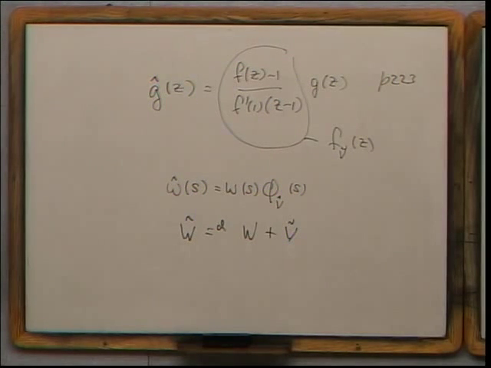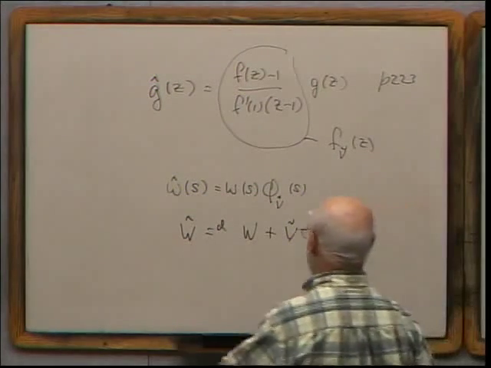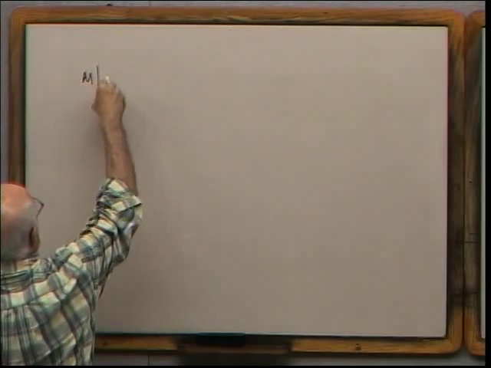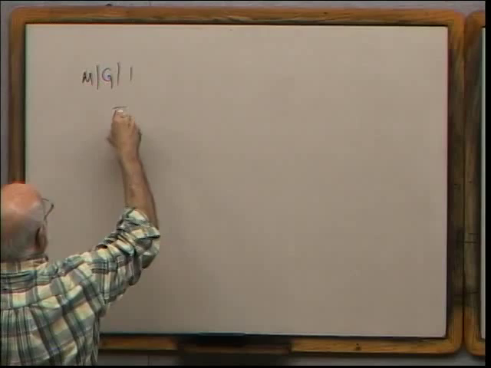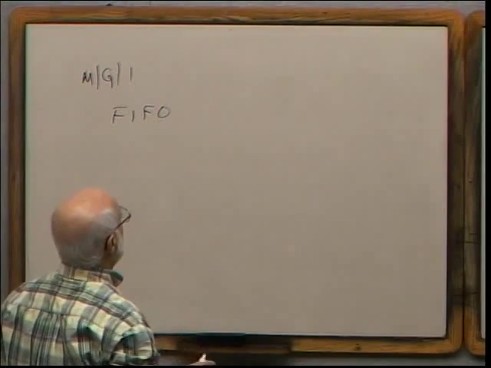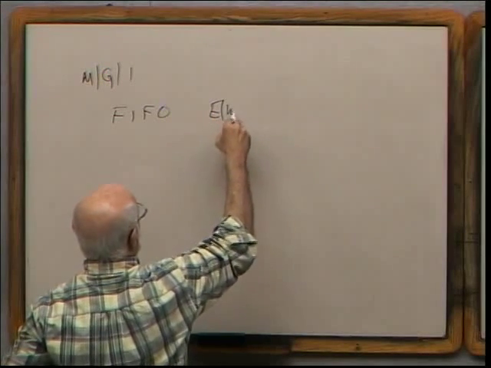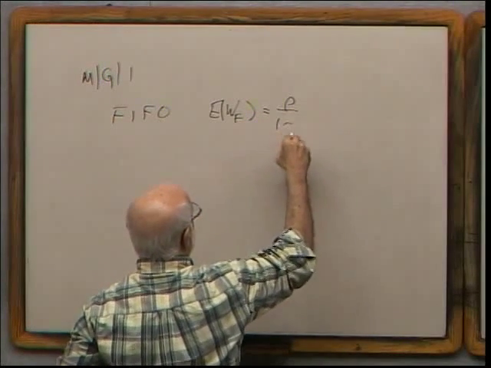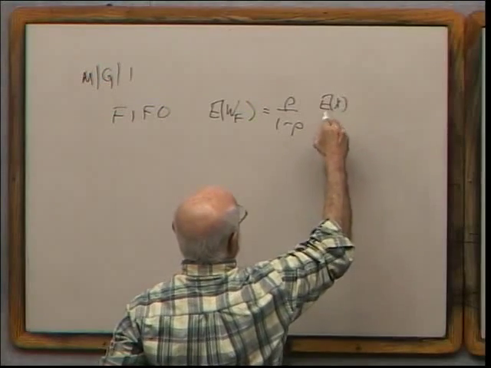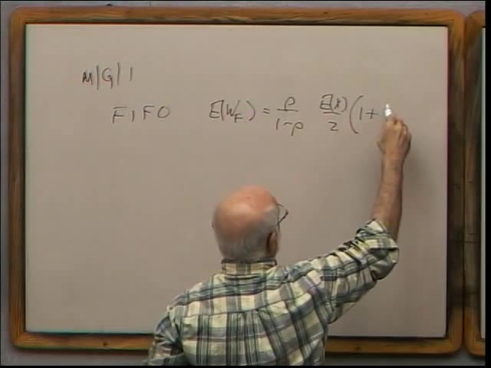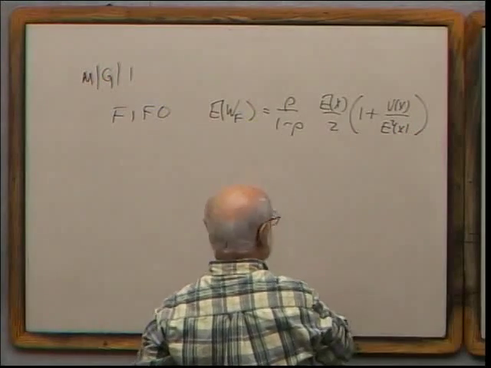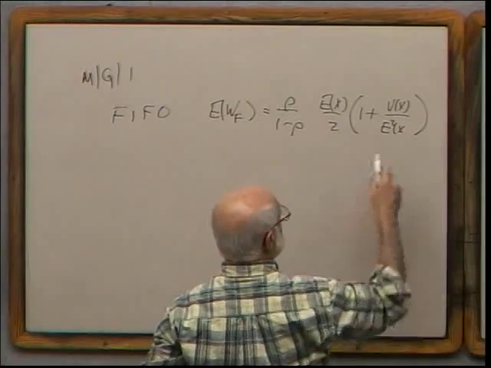Now, there's one last thing I'd like to show, which I think is kind of interesting. We know that for M/G/1 FIFO, I know that the average waiting time, I'll call it E[W_F] for FIFO, is given by the Pollaczek-Khinchine formula: rho over 1 minus rho, times average service time over 2, times 1 plus the variance of the service times divided by the square of the average service time.